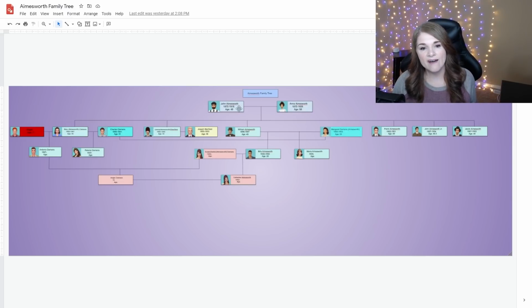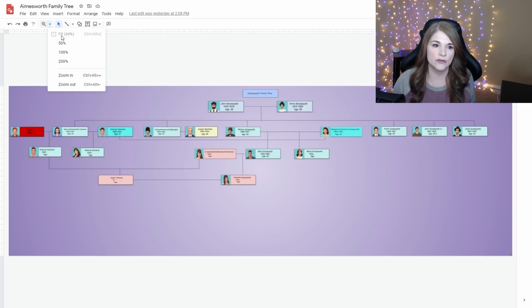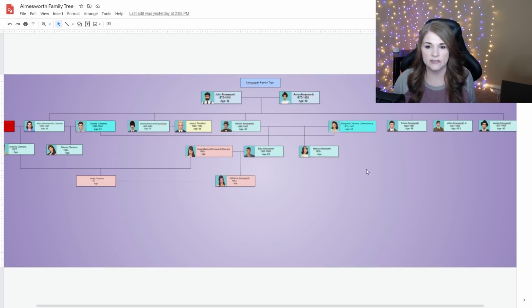So here we have John and Anna and all of their kids and the spouses and then their grandkids. So how I did this, I'm gonna zoom in and show you guys. Let's zoom in just a little bit. You'll notice there is their name, the year that they were born and the year that they died, and then their age of when they died.